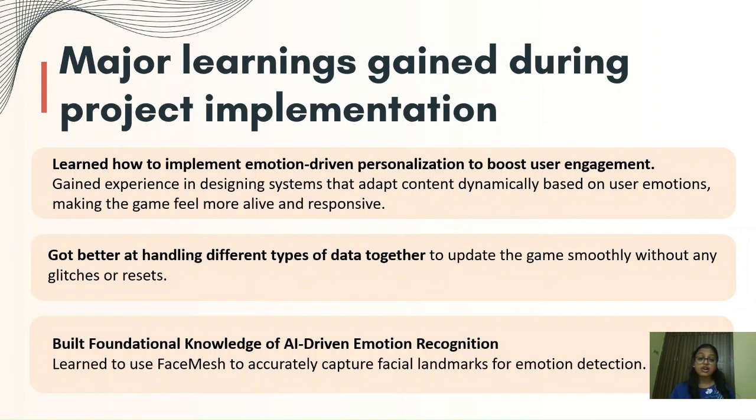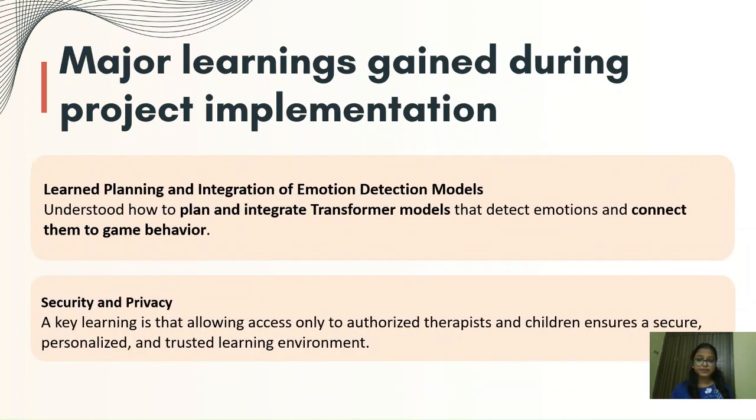And nextly, I've understood how to use Face Mesh. Face Mesh is part of Google's MediaPipe framework, which maps 468 facial landmarks on your face. So we use these facial landmarks to predict our emotion labels.